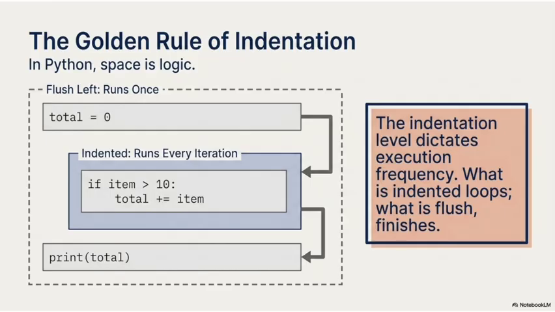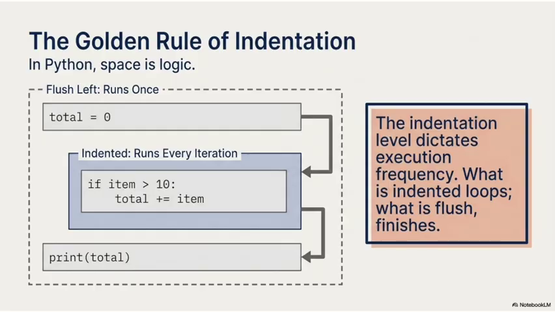This slide illustrates the most important rule in Python loops. Indentation level dictates execution frequency. Code that is flush left at 0 indentation runs exactly once before or after the loop. total = 0 runs once before iteration. print(total) runs once after all iterations are complete. Code that is indented inside of the loop runs on every single iteration, once per item in the collection.